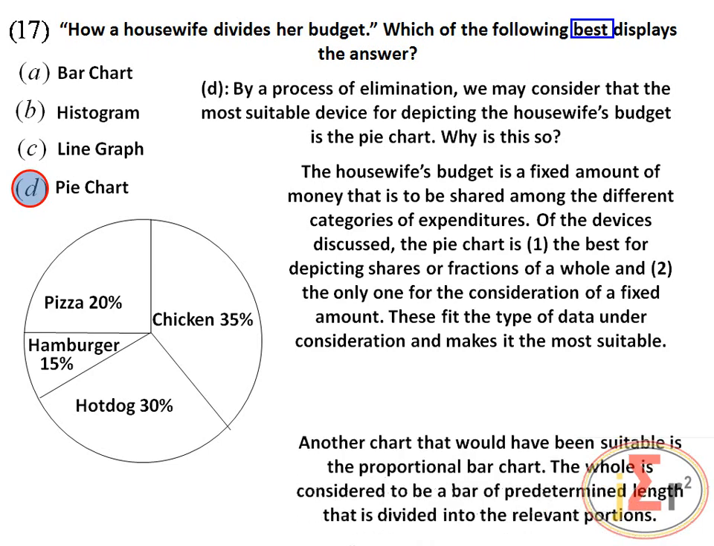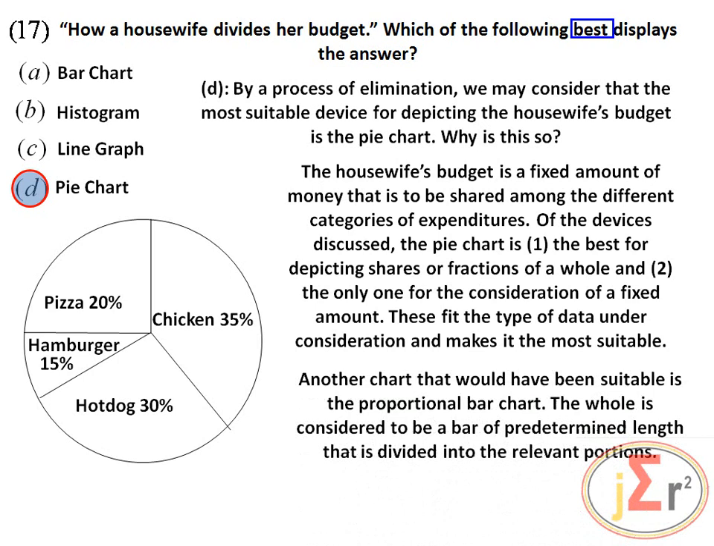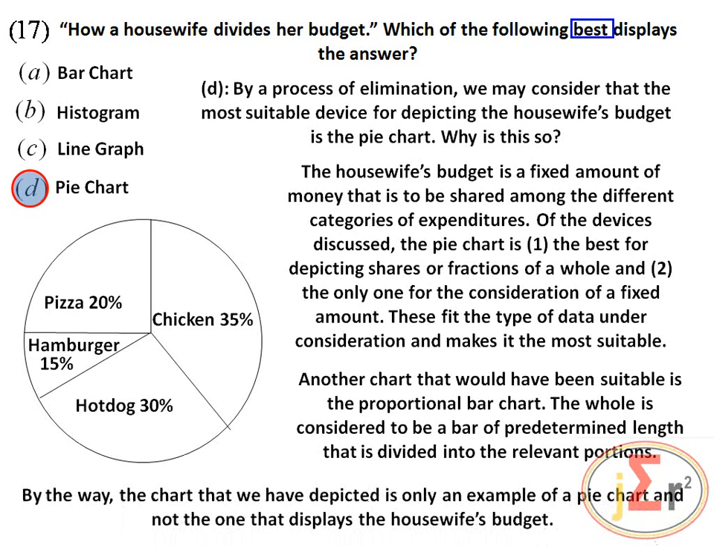her budget. Another chart that would have been suitable is the proportional bar chart. The whole is considered to be a bar of predetermined length that is divided into the relevant portions. By the way, the chart that we have depicted is only an example of a pie chart and not the one that displays the housewife's budget, because it means that the housewife would have spent her entire budget on food: pizza, chicken, hot dog, hamburger, etc.